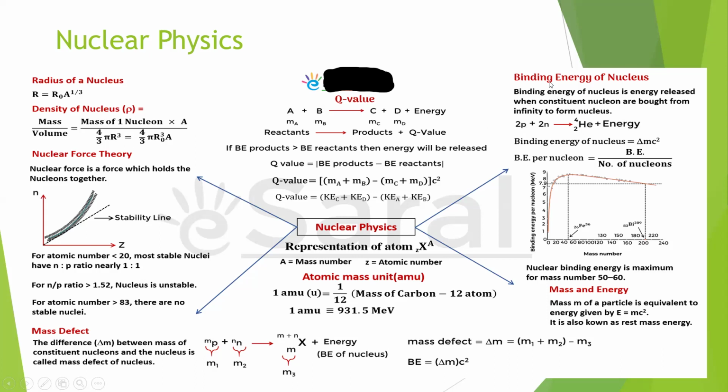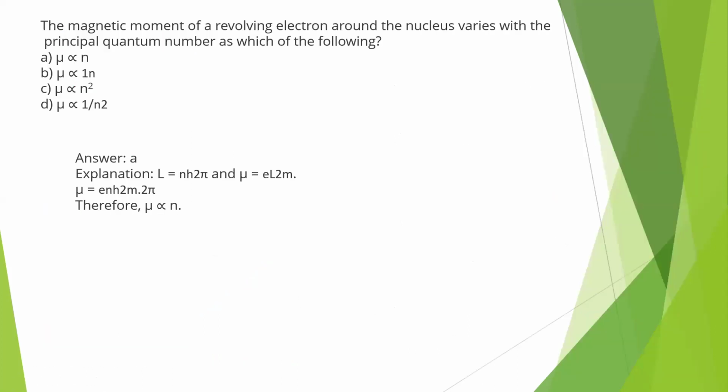Binding energy of a nucleus is the energy released when constituent nucleons are brought from infinity to form the nucleus. Okay. And this is Einstein's equation, E equal to mc square. Let's go to the numerical problems.